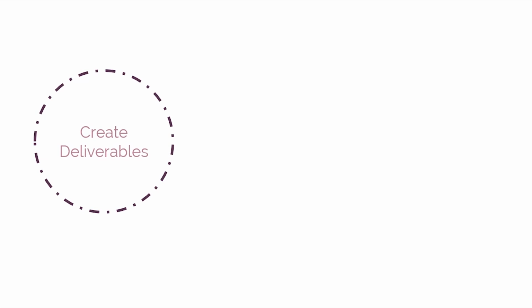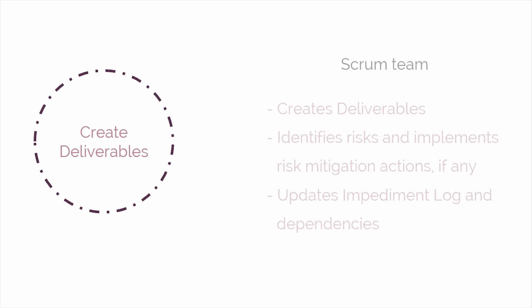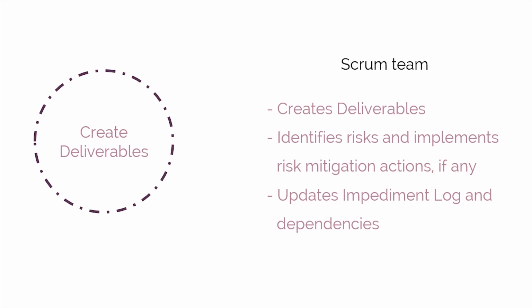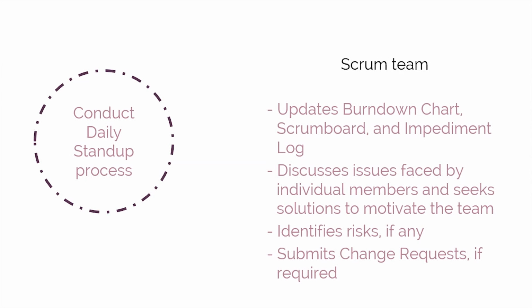For instance, during the Create Deliverables process, the Scrum team creates deliverables, identifies risks, and implements risk mitigation actions, if any, and updates impediment log and dependencies. During the Conduct Daily Stand-Up process, the team updates burndown chart, Scrum board, and impediment log, discusses issues faced by individual members and seeks solutions to motivate the team, identifies risks, if any, and submits change requests if required.